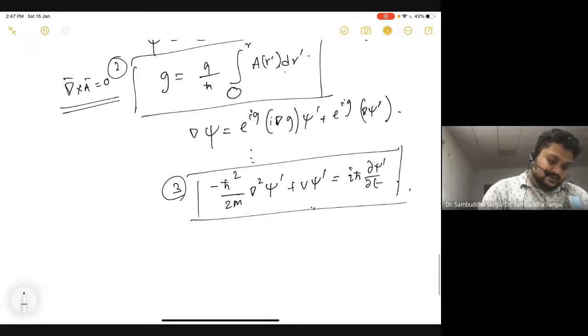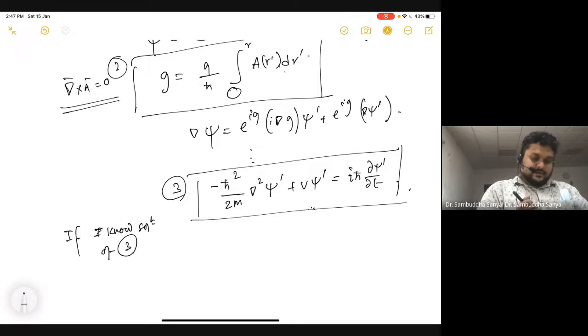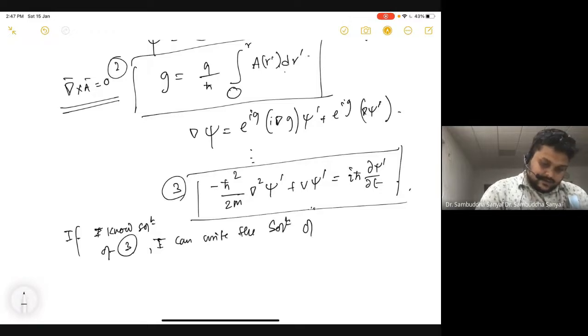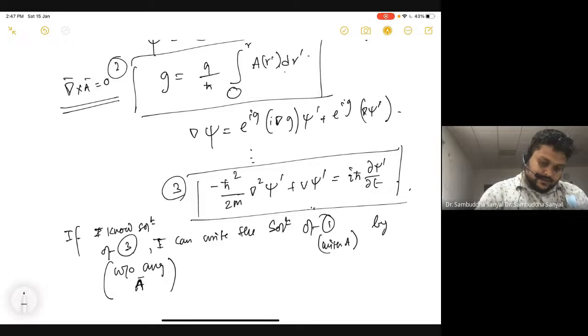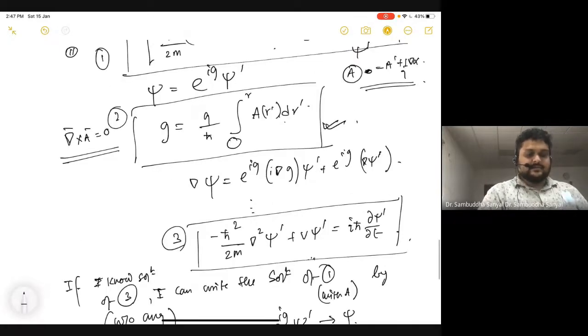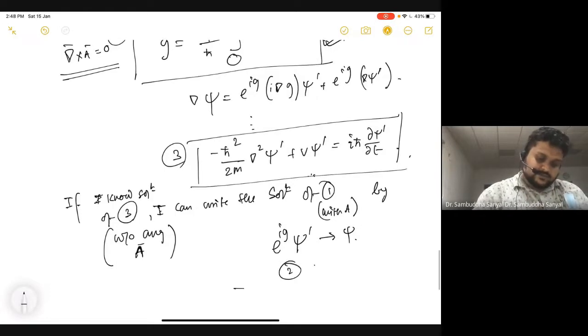So if I know the solution of equation 3, without any gauge field A, I can write the solution of equation 1, with A, as psi equals psi prime times e to the power ig, where ig is this particular factor, as in equation 2.